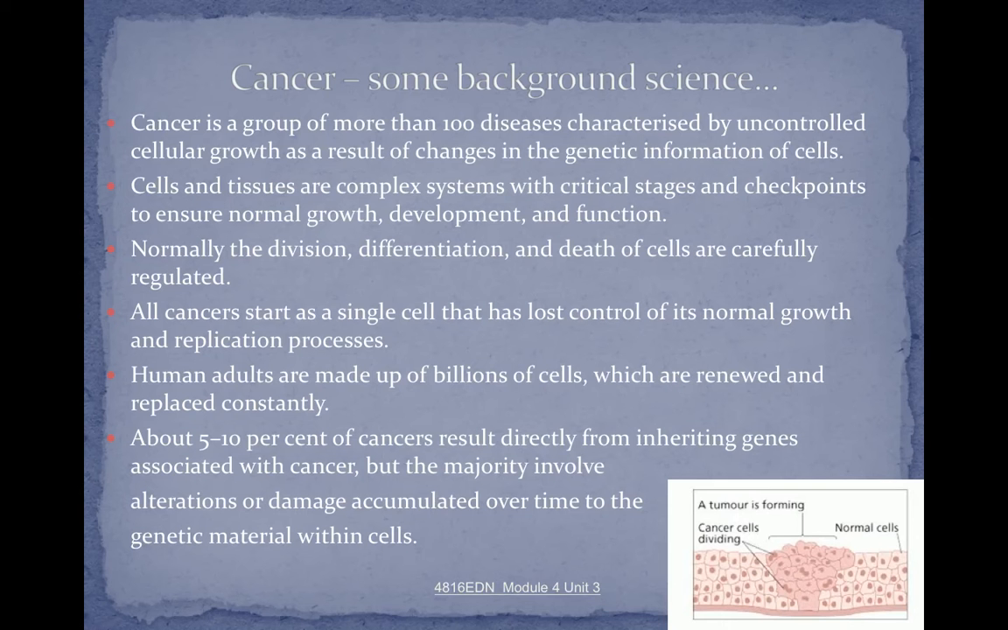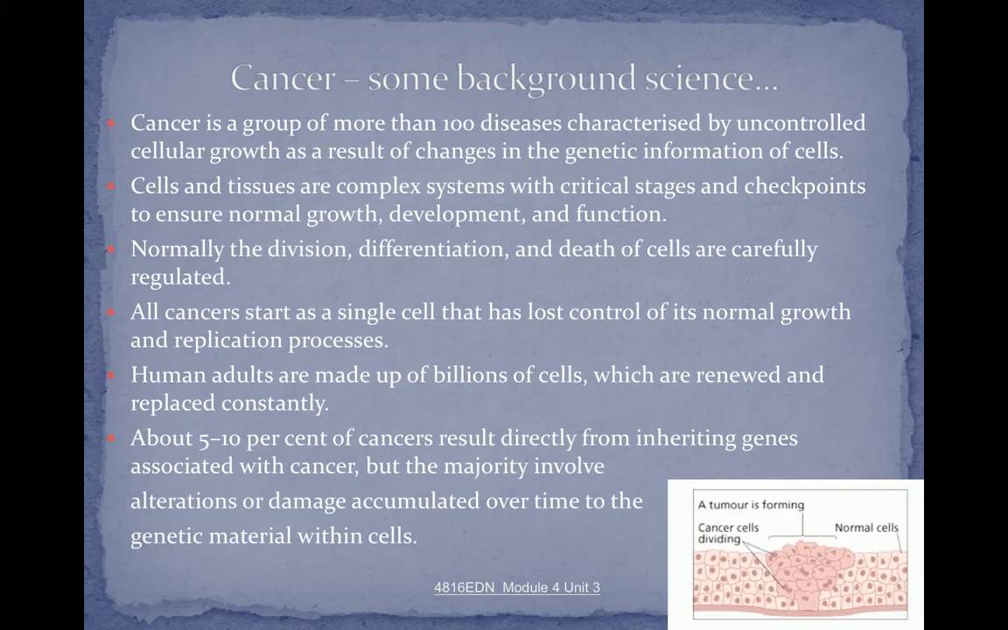It's when the cells replicate at a much greater than average rate. So cells and tissues are complex systems with critical stages and checkpoints to ensure normal growth, development, and function. So our cells are always dividing and replicating. That's normal. Okay, so that happens a lot, particularly when babies move through to toddlerhood and in adolescence, where there's a lot of growth. They're key times in a human's life where that process speeds up an awful lot. Obviously, with an unborn baby, the process is happening at a very fast rate.